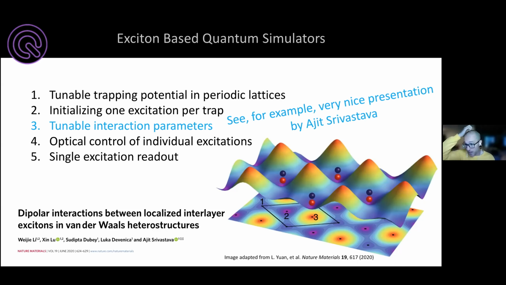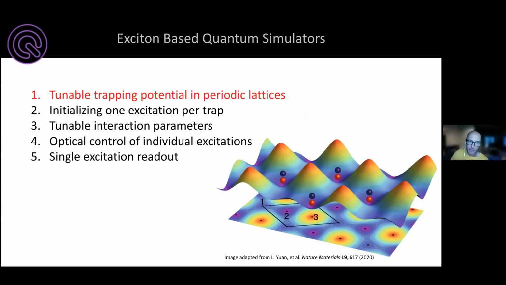And one that I'm not going to talk about, which we have some work, but there was a very nice talk and discussion earlier this week already, is about the tunable interaction parameters. And one example of that is that you can take interlayer excitons and look at their dipolar interactions in these arrays. And so I think this will become probably one of the most important interactions in these systems. But I'm not going to talk about that one because we've heard a little bit already, and I think you'll still hear more in the literature in the coming years.